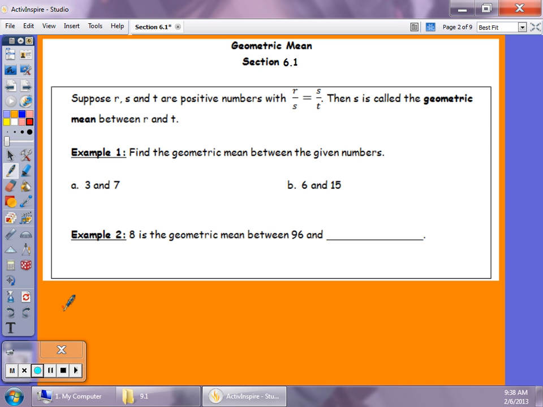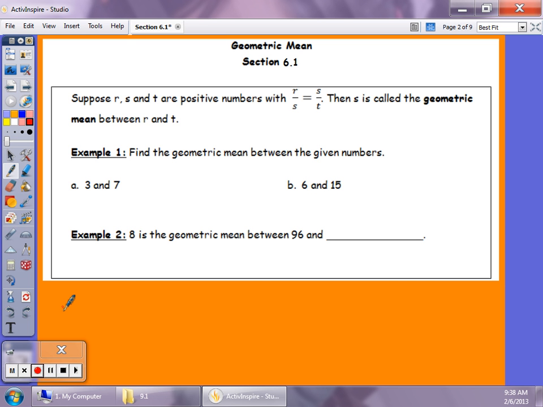Suppose r, s, and t are positive numbers with the proportion r over s equals s over t. Then s is called the geometric mean between r and t. In example 1, we are going to find the geometric mean between the given numbers.